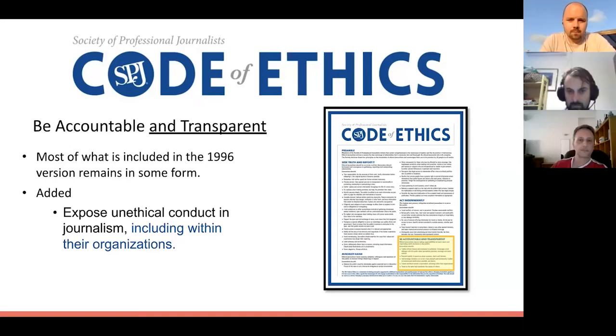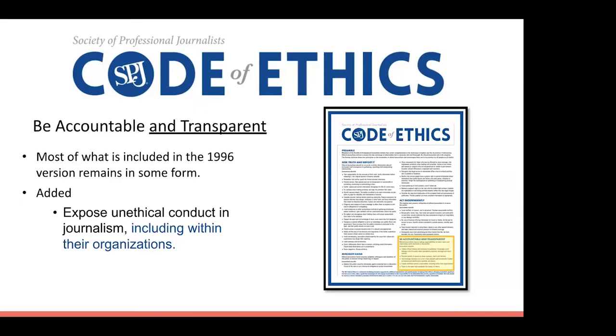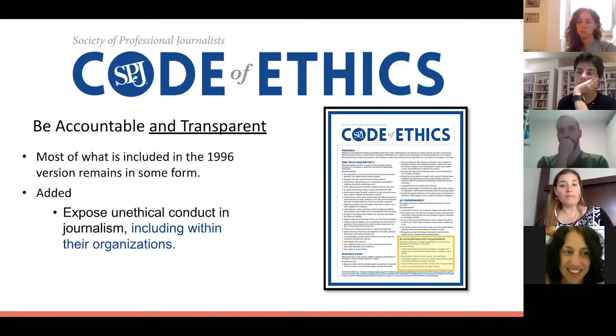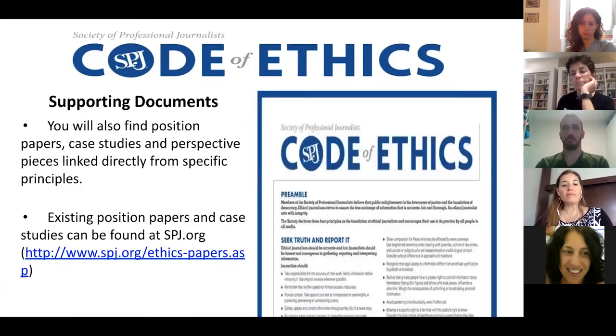Under be accountable and transparent, we also talk about exposing unethical conduct in journalism, including within your own organization, meaning if you see unethical conduct going on, maybe you're seeing people pay the people they're interviewing, or you are seeing people alter images and then use them and not disclose that the images are altered. So how can you expose that both internally and then more broadly in the journalism industry? So that is the code of ethics.